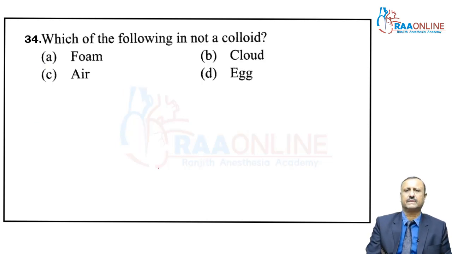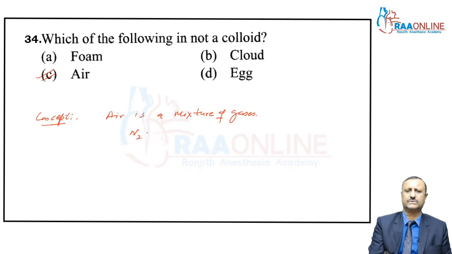Now, question number 34. Which of the following is not a colloid? Simply, air is not a colloid. Why? The concept is already discussed, my dear students. Air is a mixture of gases. When you consider nitrogen and oxygen, the particle size of nitrogen and oxygen is less than 10 angstrom. So, this is not a colloidal form.